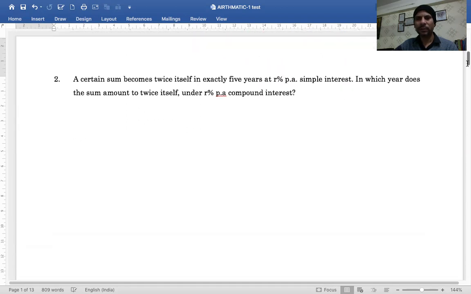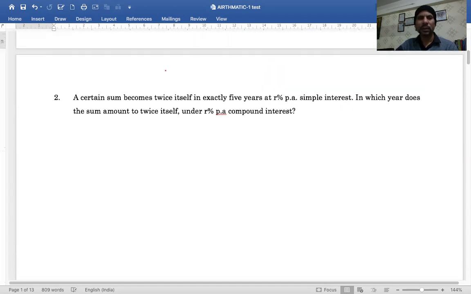Let's move on to the next question. A certain sum becomes twice of itself in exactly 5 years at R% per annum simple interest. So in order to double the sum, the interest must be equal to the principal, or 100%, and it's in 5 years. So the rate becomes again 20%.